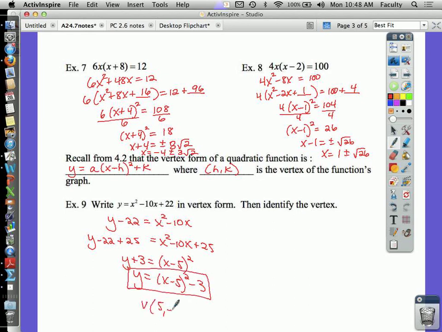Then my vertex, it did say then identify the vertex, so then it's 5 comma negative 3. All right, try example 10 on your own. I'll give you a head start. If you want to write a quadratic equation in vertex form, you're essentially completing the square.